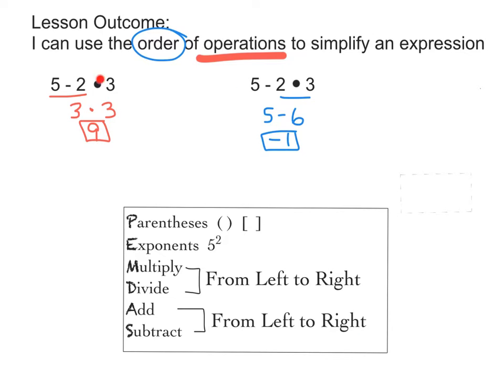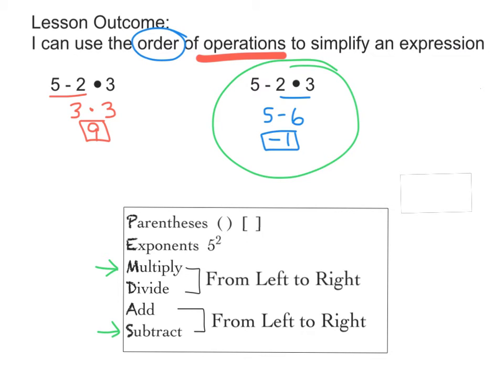So if we look back up to these two problems, can you think to yourself which of those two problems was simplified correctly using the order of operations? Well, if you said this one, you would be correct because we need to multiply right here before we did our subtraction right here. So in this case, we multiplied first, 2 times 3 is 6, and then we did 5 minus 6 to get negative 1.